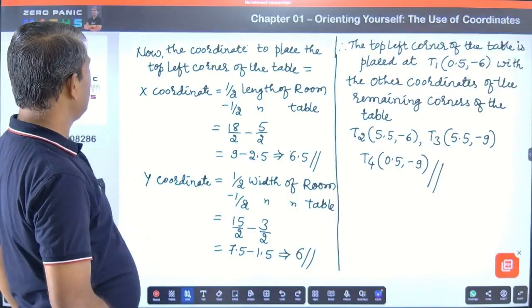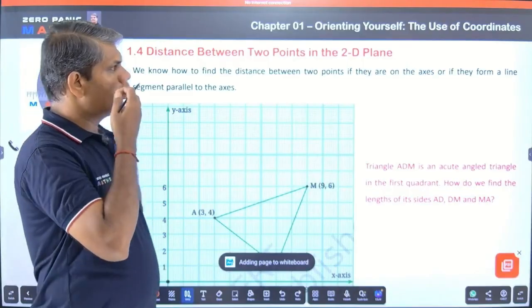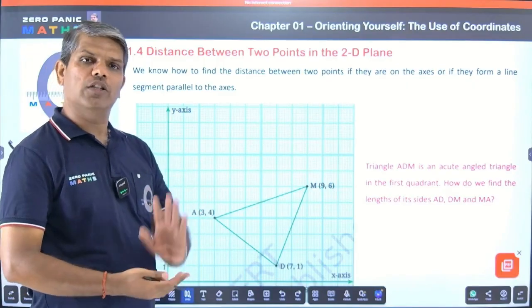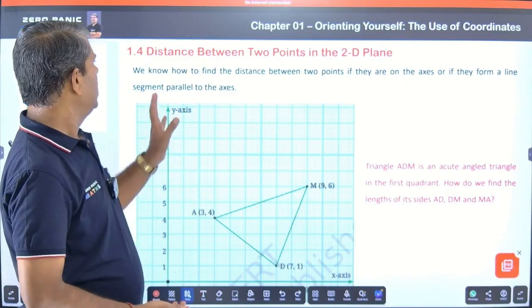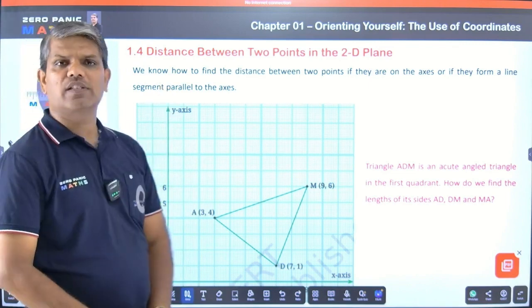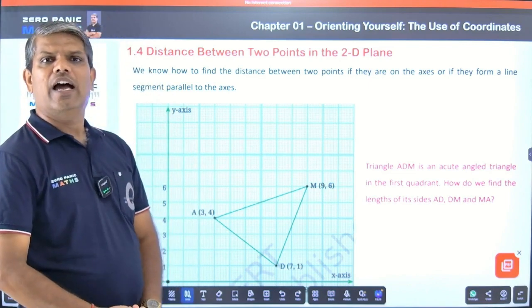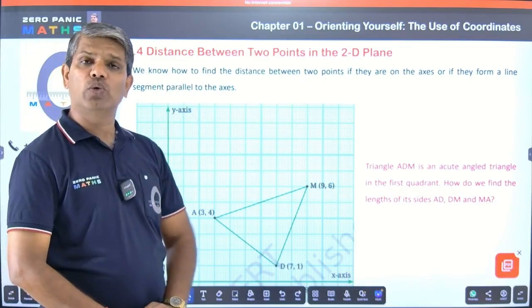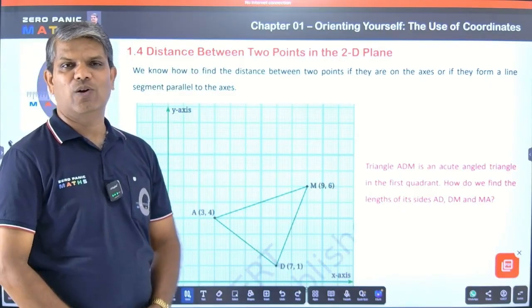I think this is the last question. So this completes exercise set 1.2. All the 4 problems we have resolved. So let us stop our discussion here in this session and continue with the distance between two points in the 2D plane in the next class. Okay, thank you.